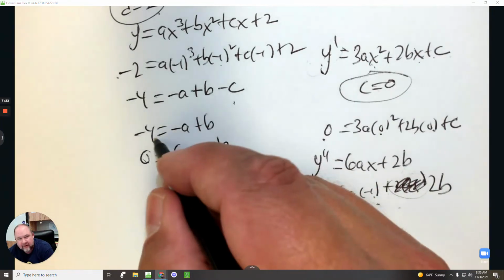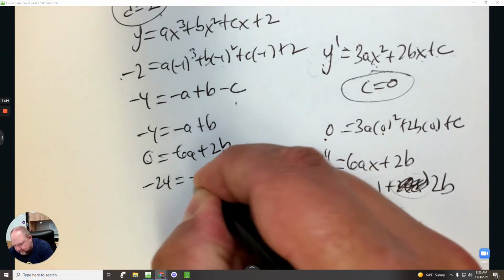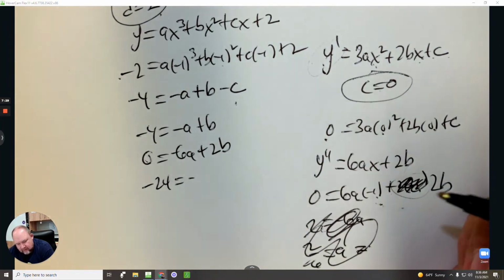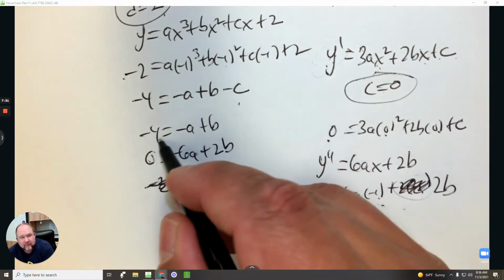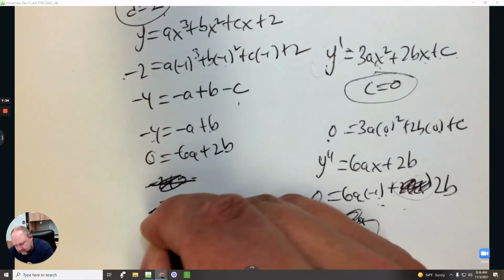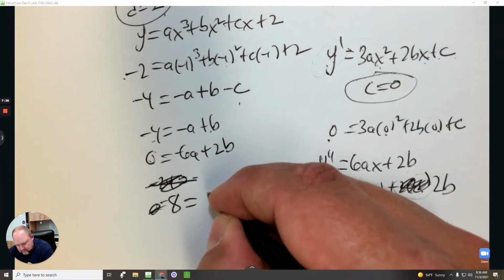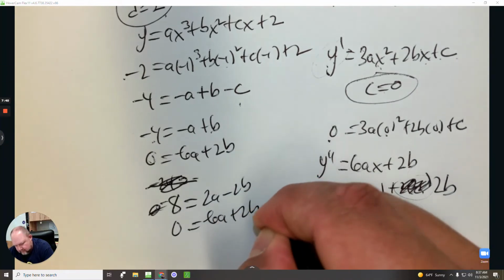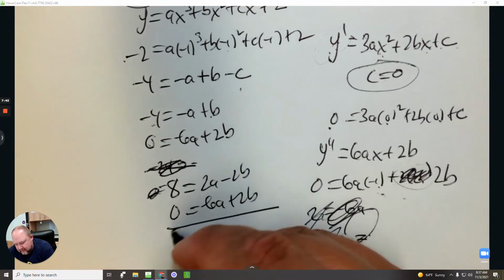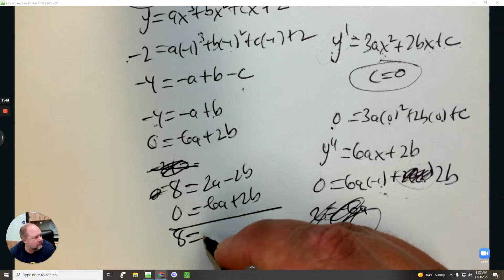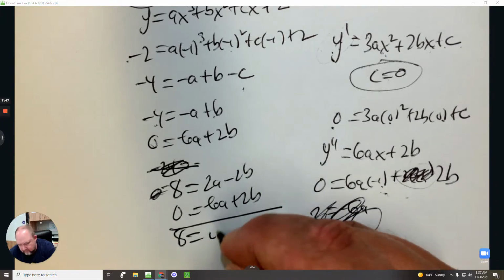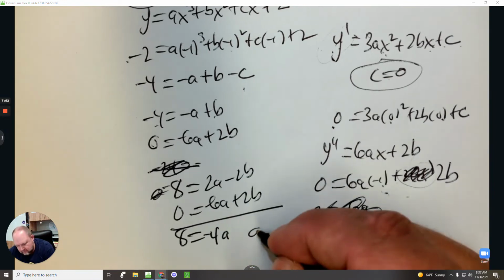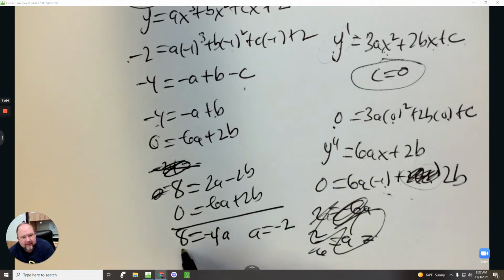I'm going to multiply the top times 6, or negative 2. Let's do negative 2. So multiply the top by negative 2. Add them together. I get a equaling negative 2, so I divide it by negative 4.